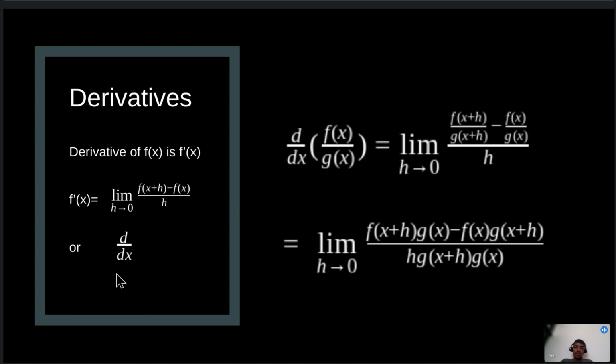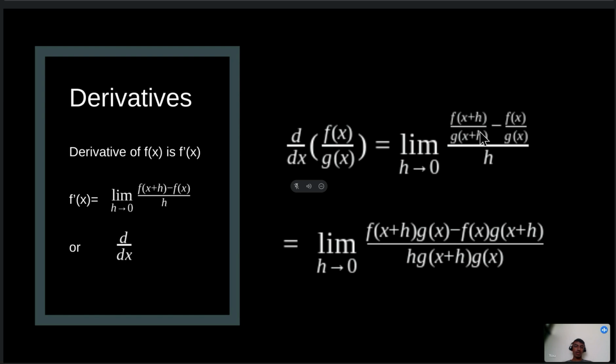So we want to take the quotient of two functions. What we can do is write out the limit as this: f of x plus h divided by g of x plus h, minus f of x divided by g of x, all divided by h.